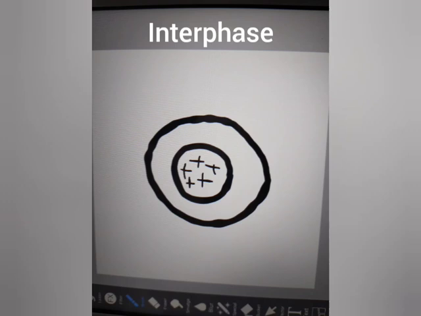This is interphase for mitosis. The X's in the middle represent the chromosomes, and the circle around it is a nuclear membrane. And in this part, the cell grows and matures, and the DNA is replicated. This is where the cell spends most of its time, in interphase.